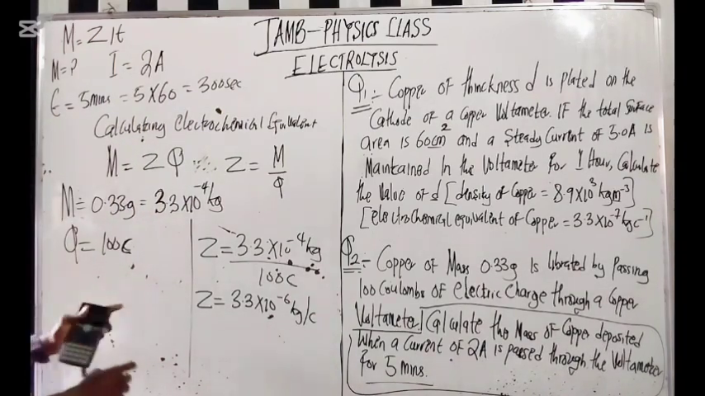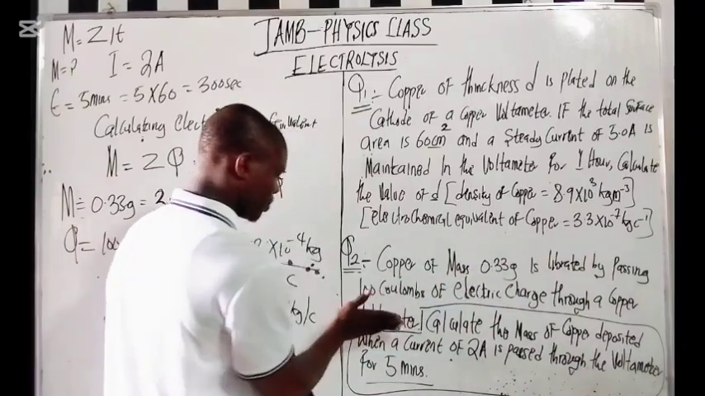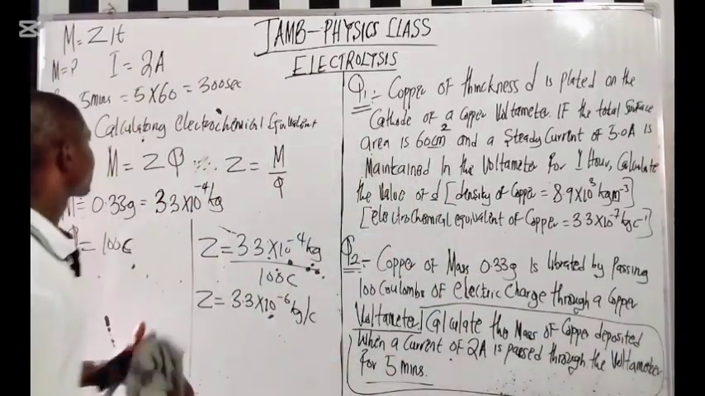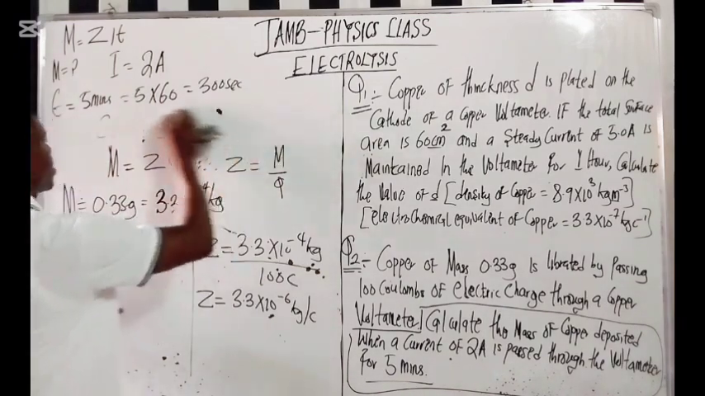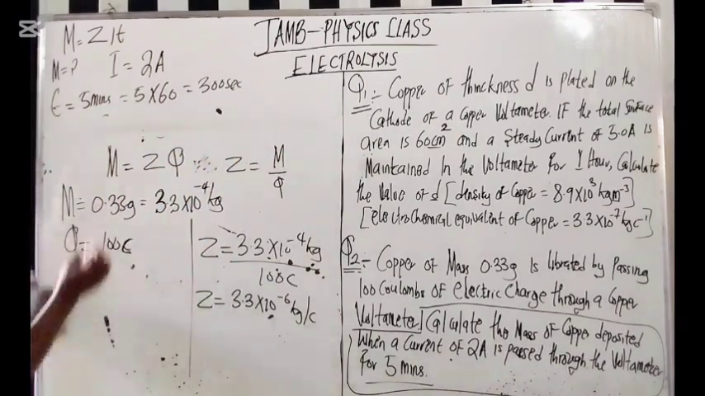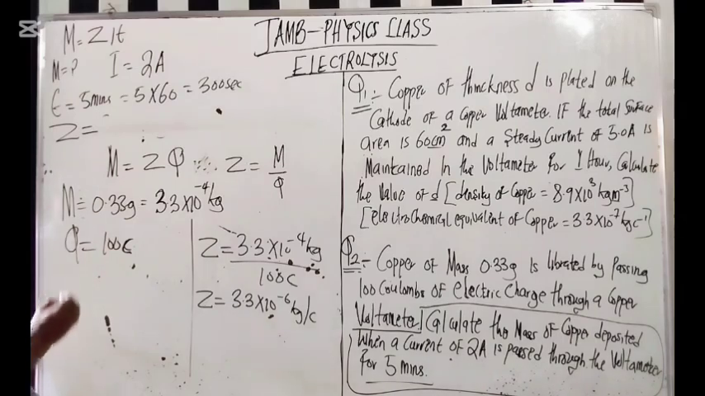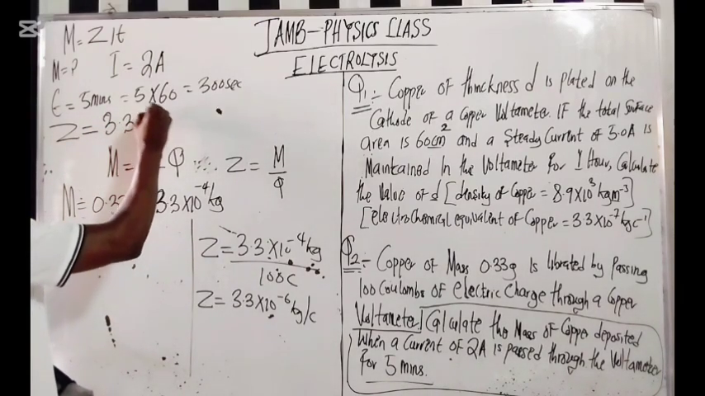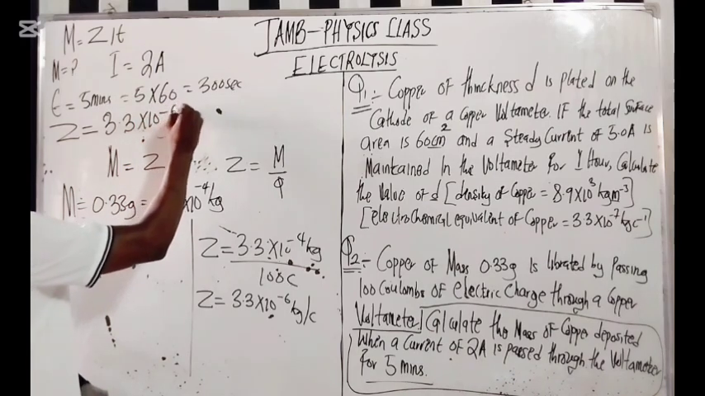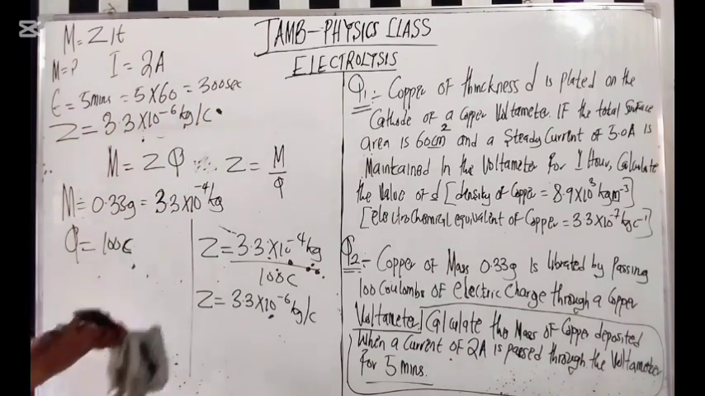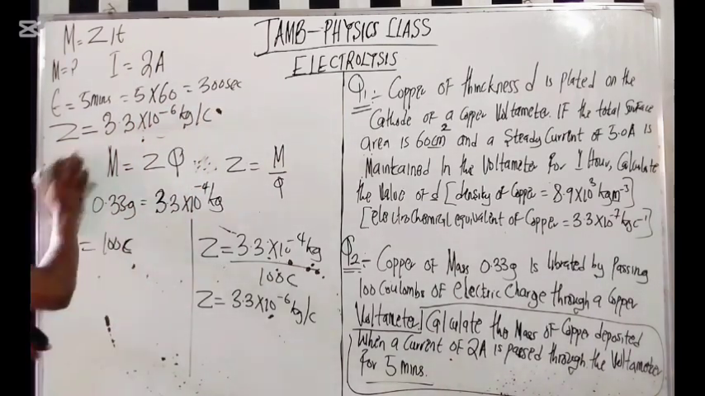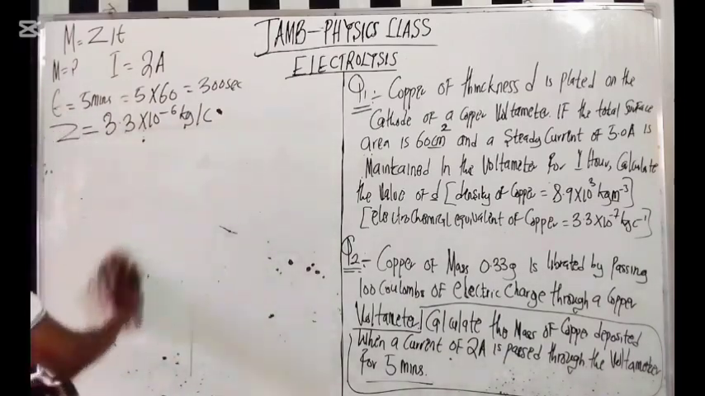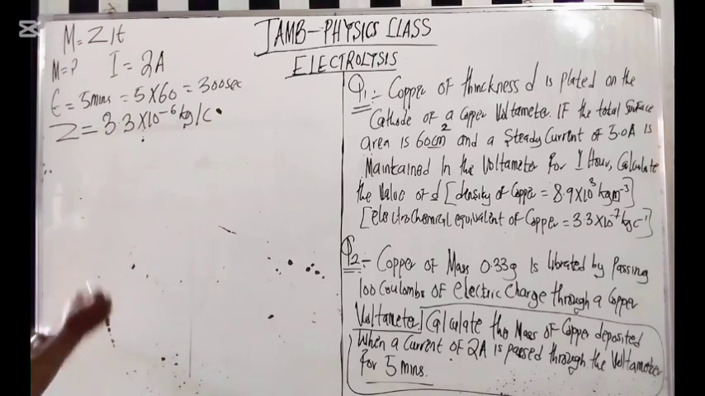So my Z now, from the values given to me here, I've used to calculate my Z, the electrochemical equivalent here. So here I can just say my Z is equal to 3.3 exponential minus 6 kg per coulomb. So with this now, I can just wipe the whole of this place out, right? When I wipe the whole of this place out, what am I going to get here?